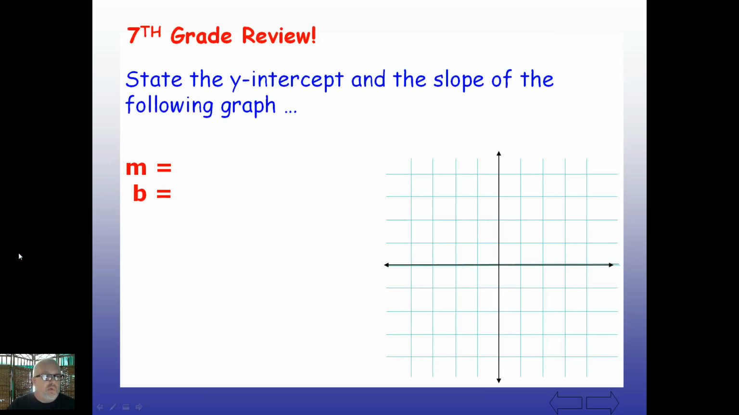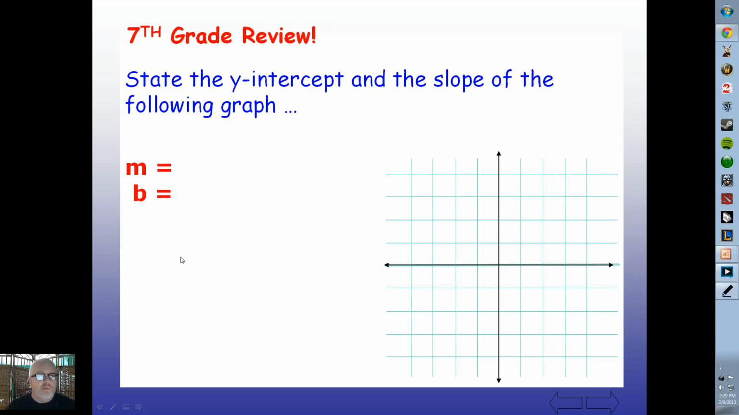So, quick 7th grade review here. State the y-intercept and the slope of the following graph. Remember that slope is this letter m here, and the y-intercept is that letter b. You recall this is from the equation y equals mx plus b, where m is the slope and b is the y-intercept. Okay, let's take a look here at a couple of examples.